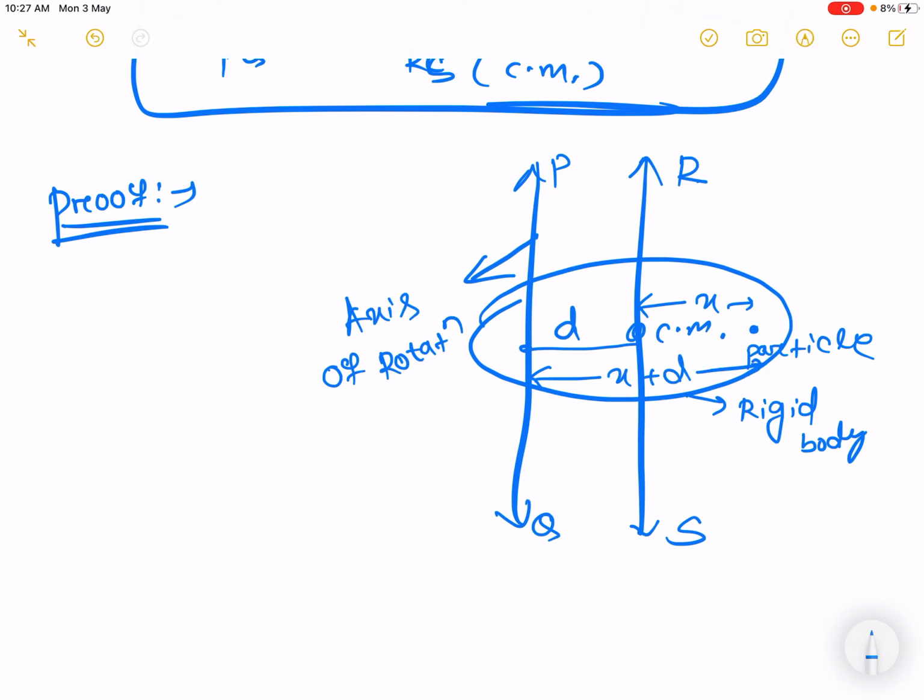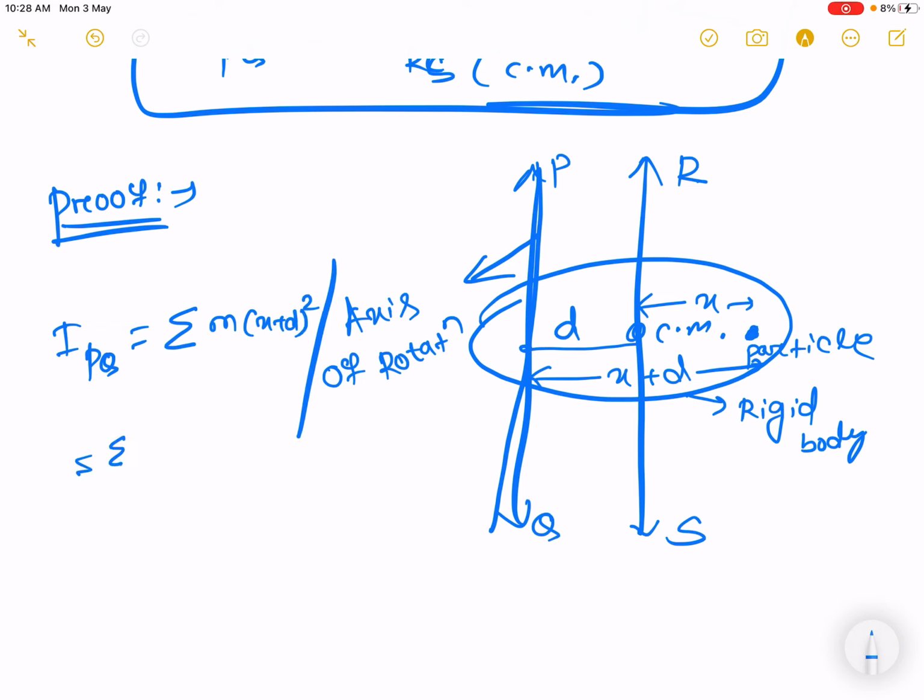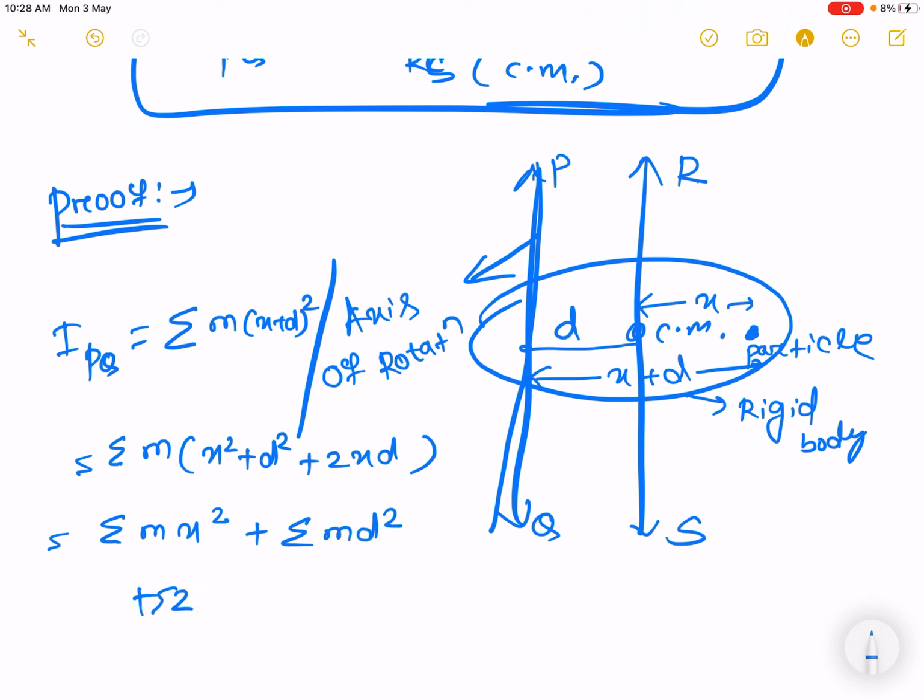Now if P is the particle, then moment of inertia of the whole body about PQ axis, IPQ equal to sum over m into distance how much? x plus d whole square. Sum over m into x square plus d square plus 2xd equal to sum over m x square plus sum over m d square plus sum over 2m x d.